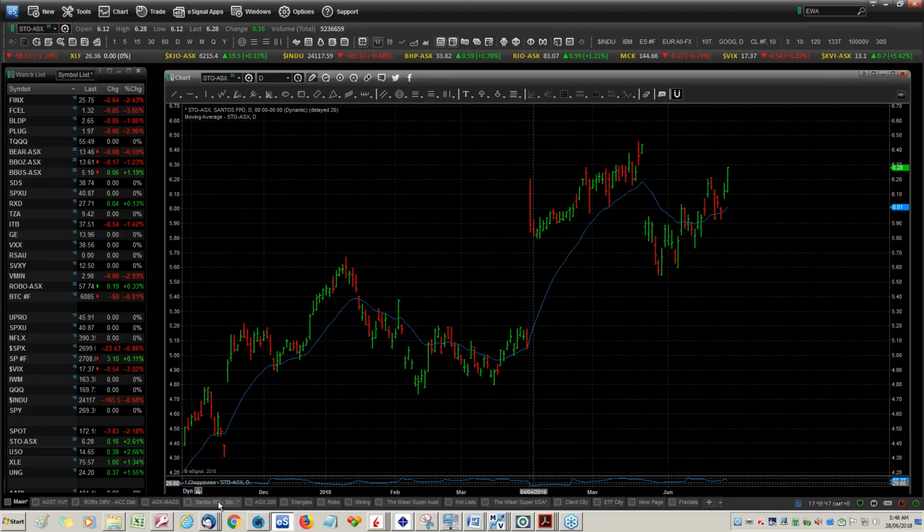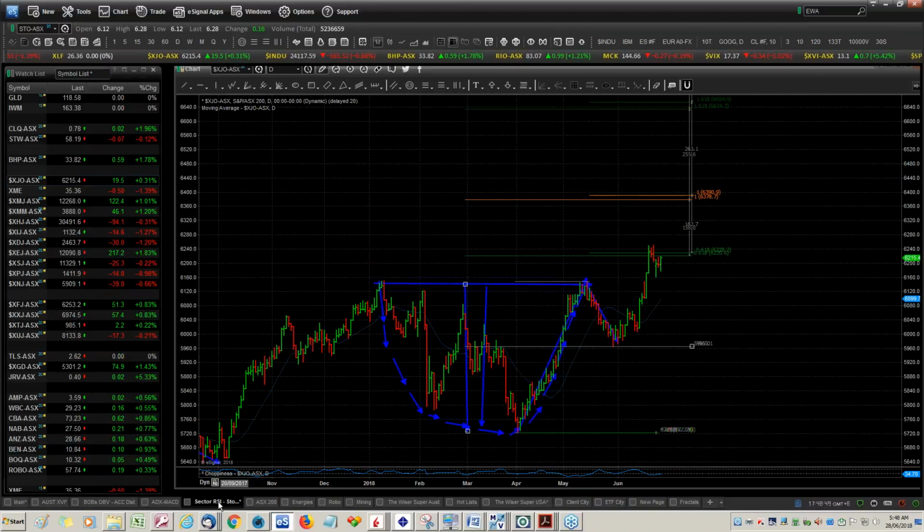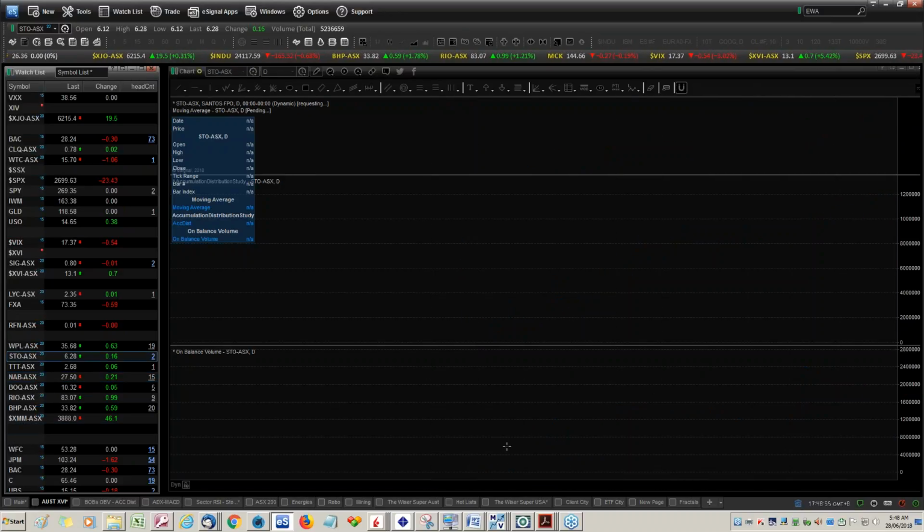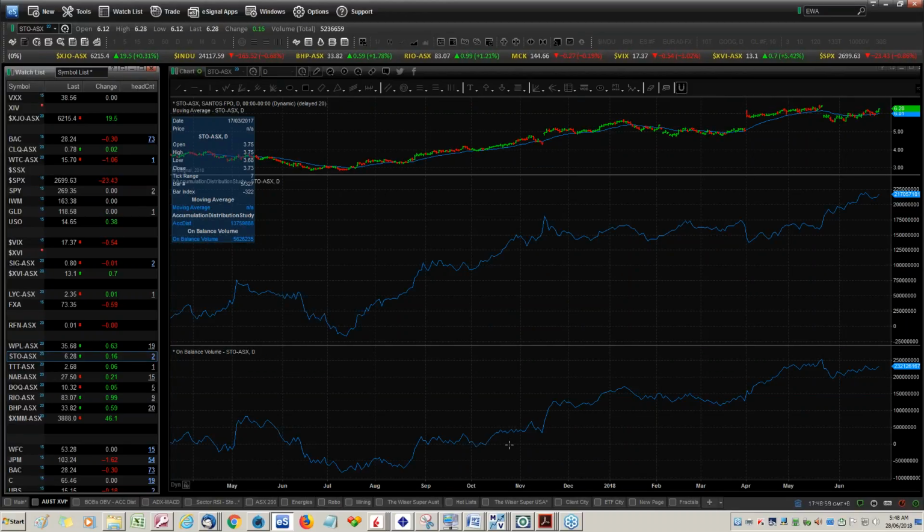And what I might do, just give me one moment. I am going to just go and look at the volume pictures behind the moves. Okay, Santos, extremely well supported by on-balance volume and accumulation distribution. Pattern's good, trend is great, volume's great, it's a buy.